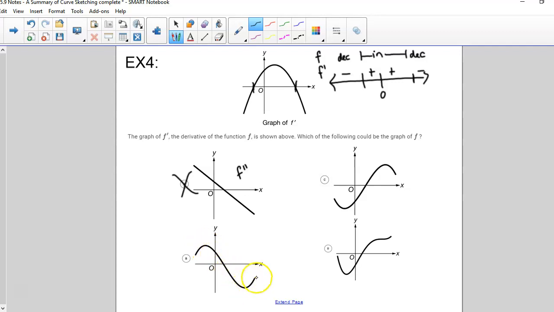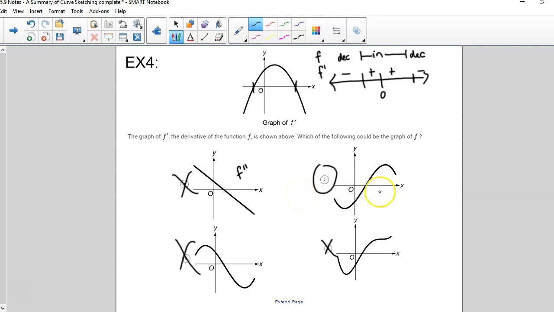Increases, decreases, increases. That one's out because it's wrong. It increases where it should decrease. This looks good. This one decreases, increases. It doesn't decrease over here. All right, so this one is out too. C is your answer for that one.